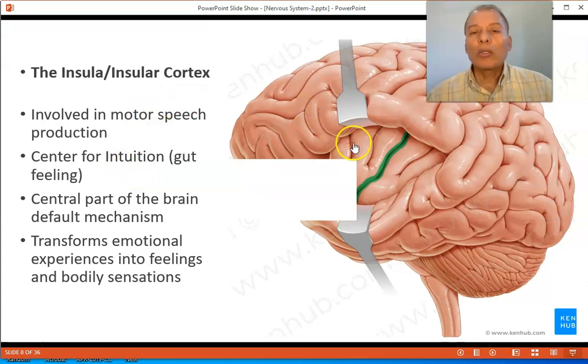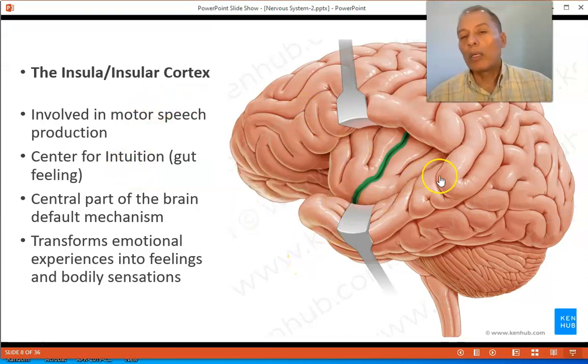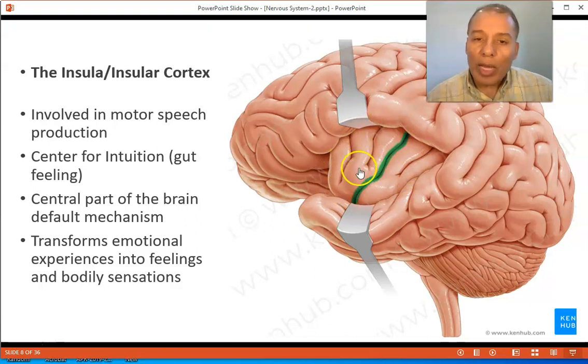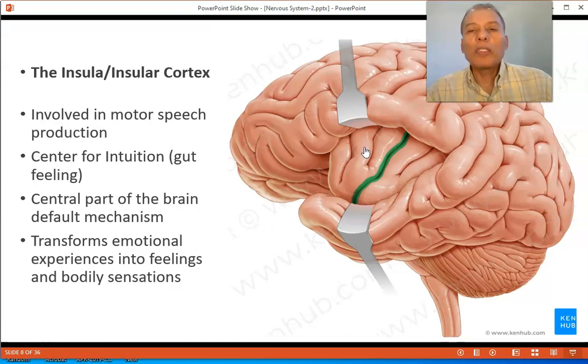Then the insula, or insular cortex. When you open the temporal fissure, or the fissure of Sylvius, or lateral fissure, you open it up, you're going to find this area that is buried, covered underneath, and that is the insular cortex. Now, this area is specialized in translating your feelings and emotions into things that you physically can feel.